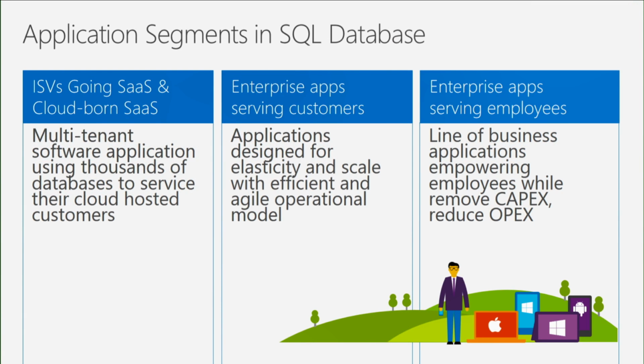So if you think about the different application segments that would use database technology in the cloud, we came up with this classification. On the left-hand side, you have ISVs that are going through the transition to become software as a service vendors, plus new software as a service vendors that are emerging in the cloud that don't have an existing SQL Server business. Then in the middle, you have enterprise applications that are customer-facing. And then on the right, you have, again, enterprise applications, but with an inward focus that are essentially catering to the employees of the organization.